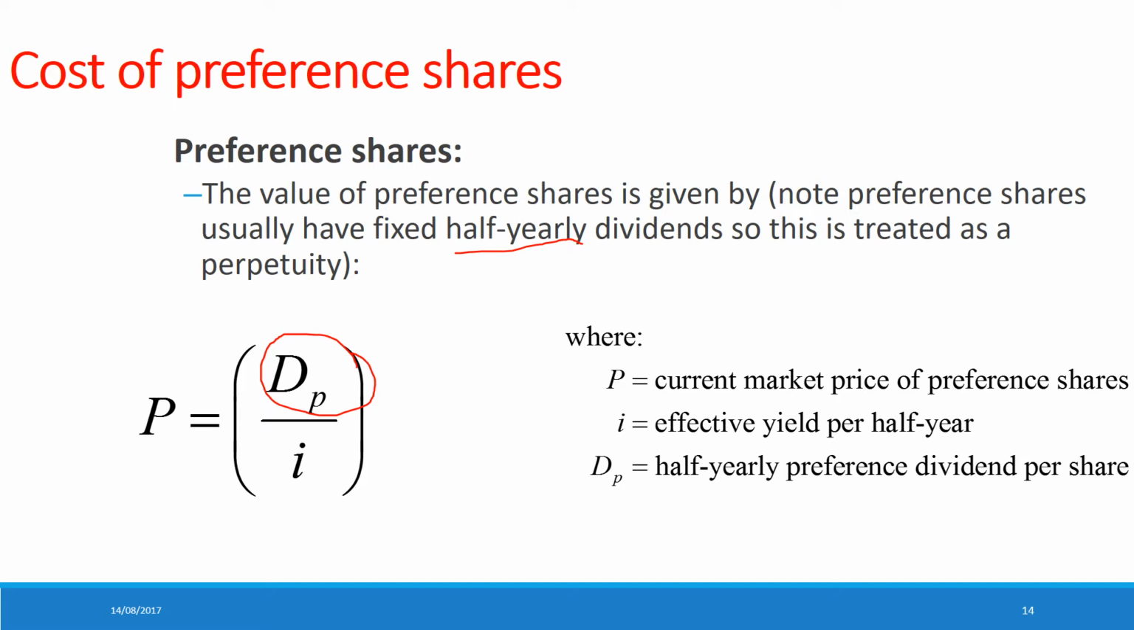So we have current price equal to the dividend payable on preference shares divided by the required rate of return on preference shares. This is what we want to work out, the cost of preference shares, which is the required rate of return on the preference shares. If we can observe the market price and the dividends payable on preference shares, we can rearrange the equation by taking I to this side and P to this side and work out the I.